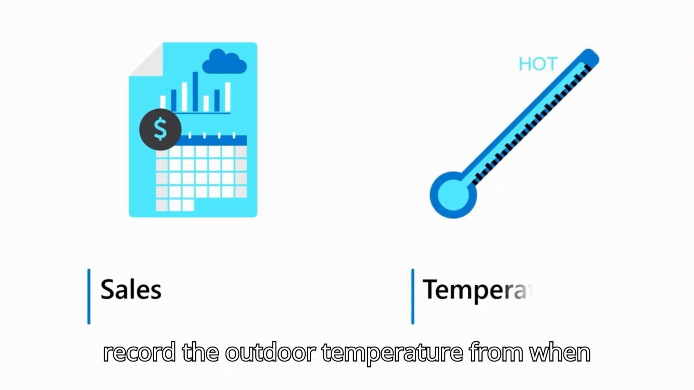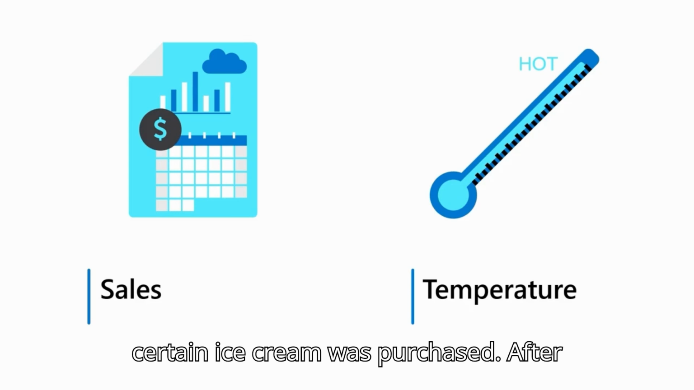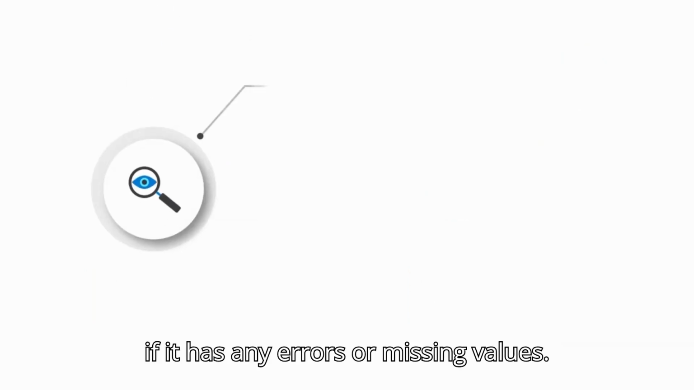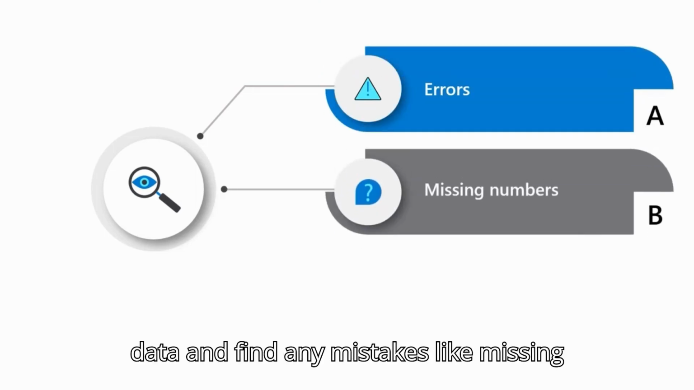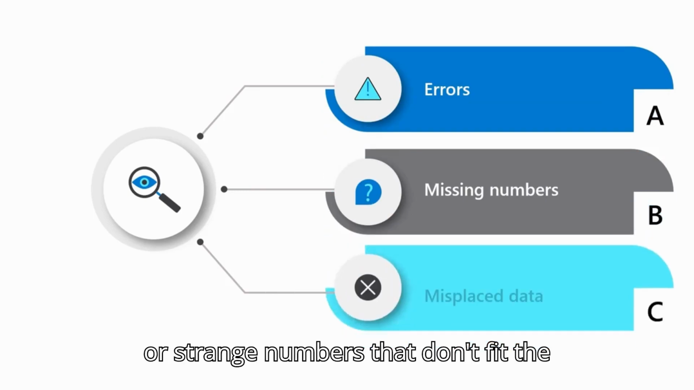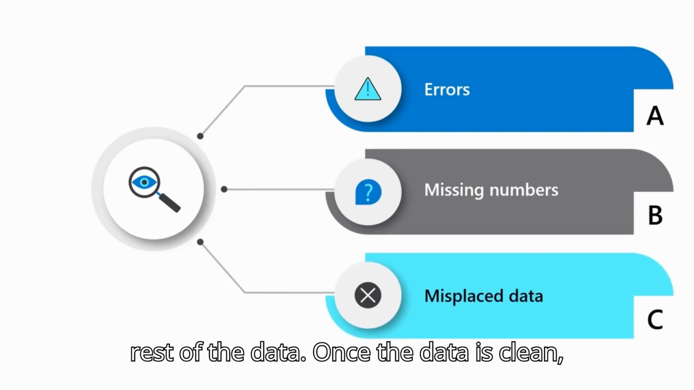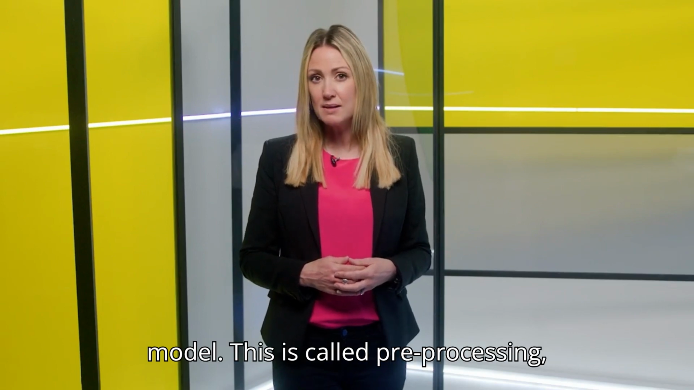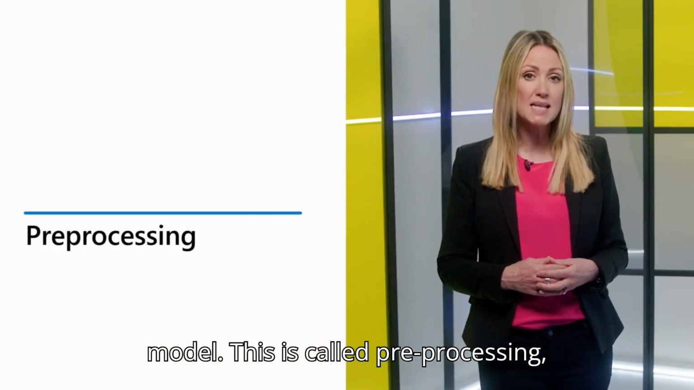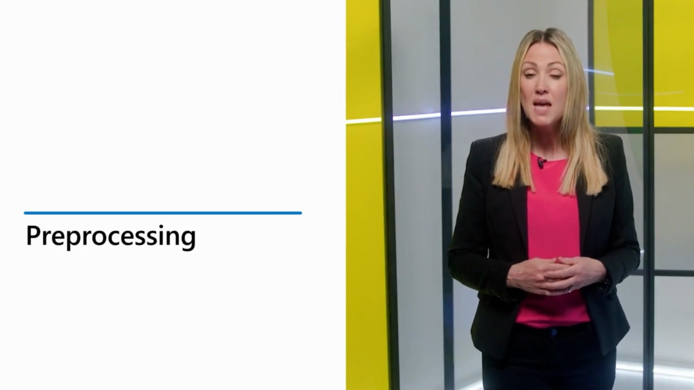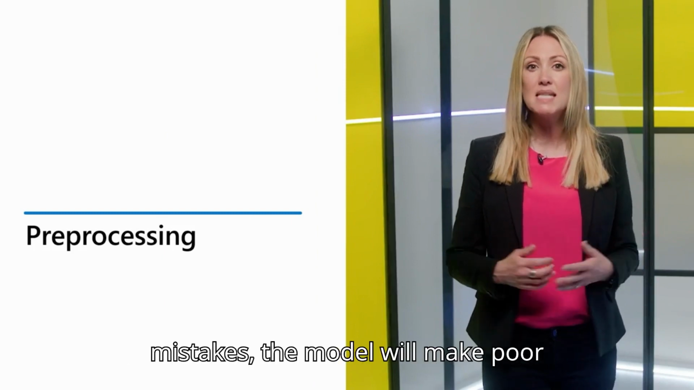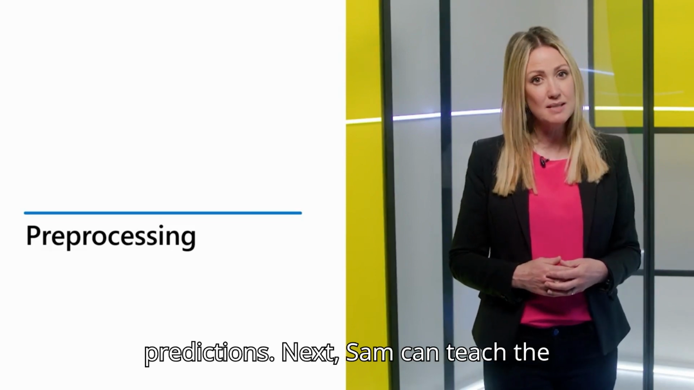Also, she needs to record the outdoor temperature from when certain ice cream was purchased. After collecting this data, Sam needs to check if it has any errors or missing values. She can use special tools to look at the data and find any mistakes like missing or strange numbers that don't fit the rest of the data. Once the data is clean, Sam can choose a good place to build a model. This is called pre-processing, which is a very important step in building a good machine learning model. If the data has too many errors or mistakes, the model will make poor predictions.